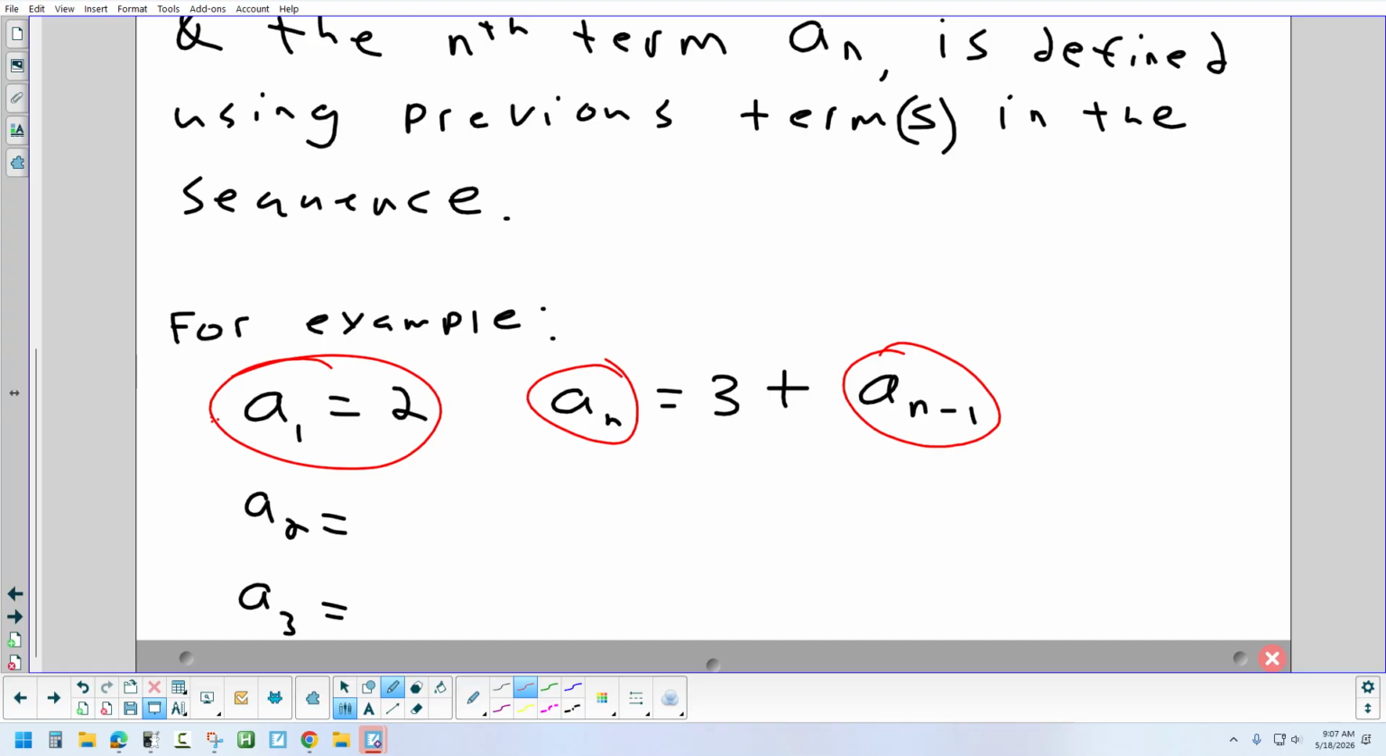It says to find the second value, take 3 and add it to the one that came before it. Well, I know the first term is 2. So that's how I get the second term. It would be 5. Same idea for the third term. I would take 3 plus, using my definition, a sub 3 minus 1 is a sub 2. So 3 plus the second term is 3 plus 5.